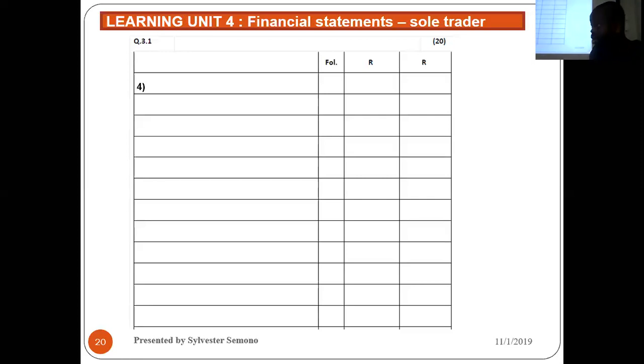So you're going to credit furniture. I'm going to debit asset disposal. Can you see? Asset disposal is debited with 18,000. That is the cost. And I'm going to credit furniture with 18,000. I remove the cost. You can see furniture is decreasing.